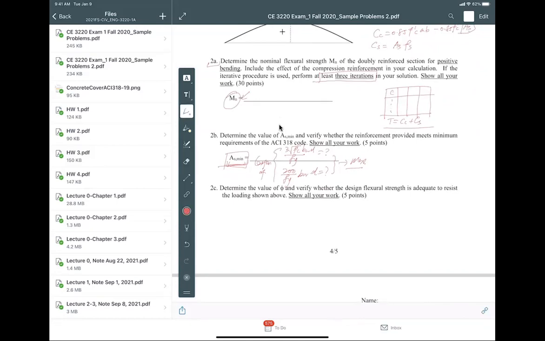All right, so last one, not least, for this problem: determine the value of phi and verify whether the design flexure strength is adequate. So phi is just simple, right? For a doubly reinforced section, you have the actual compressive zone c, and you have the epsilon cu 0.003, and you have the depth ds. You can find out the strain in the steel, and see whether it is bigger than 0.005 or smaller than 0.005, or bigger than 0.002 or smaller than 0.002.